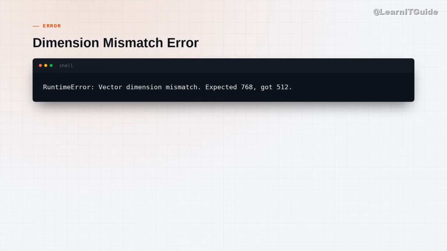So what is the most common mistake? It is the dimension mismatch error. This happens when your embedding model outputs a vector of a different size than what you define in your collection. You cannot change the collection size after creation. You have to delete it and start over. Always ensure your model and collection configuration are perfectly in sync.